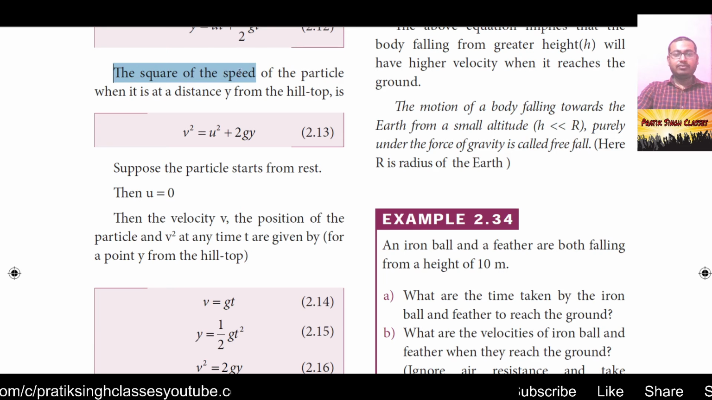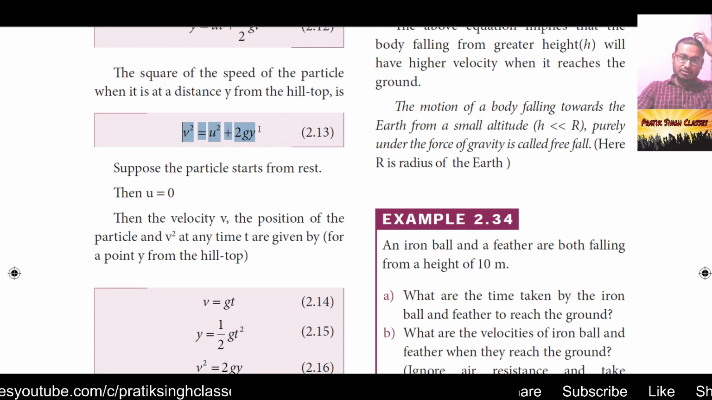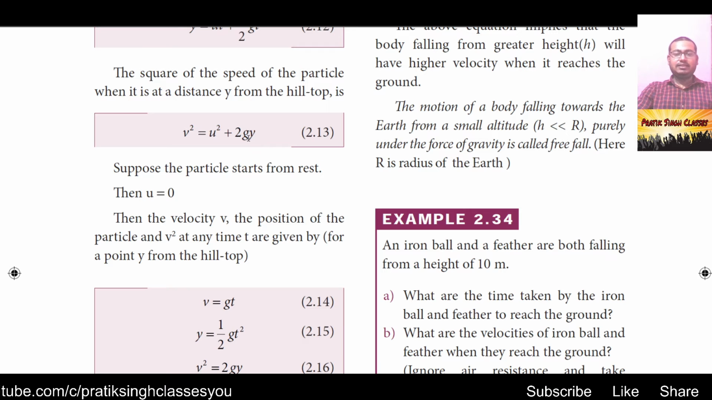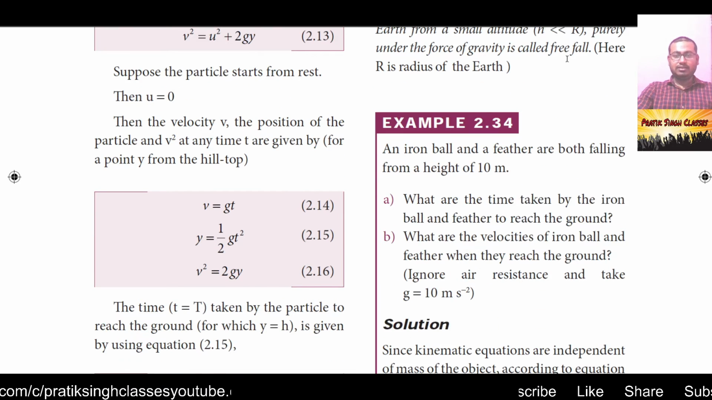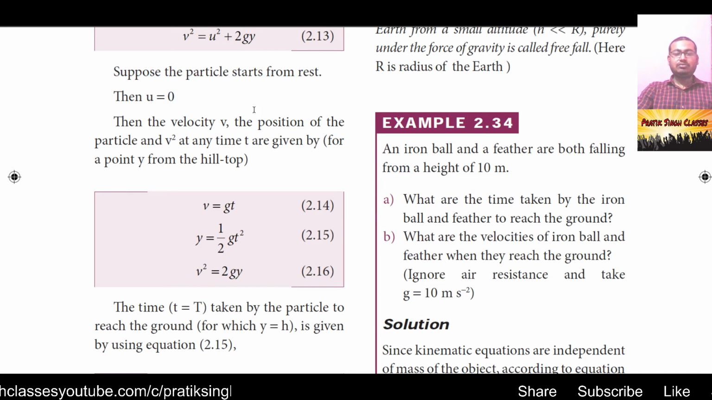The square of the speed of a particle when it is at any distance y from the hilltop is given by v square is equal to u square plus 2gy. Here y is the displacement of the particle, or in this case the ball. Now suppose the particle starts from rest, that means initial velocity is equal to 0.